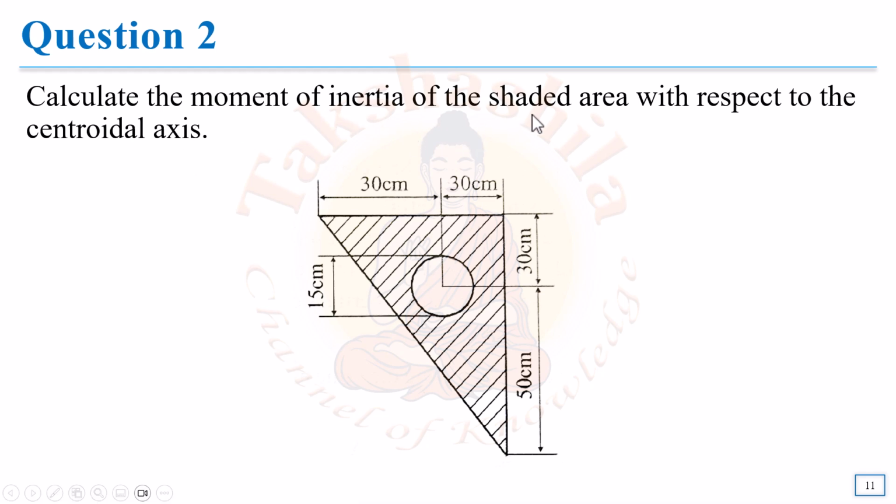Calculate the moment of inertia of the shaded area with respect to the centroidal axis. So the question will be somewhat like this. If you see, we have a triangle here and we have a hollow section which is actually cut out from this triangle. After cutting out this hollow section, we will be getting a shaded area like this.